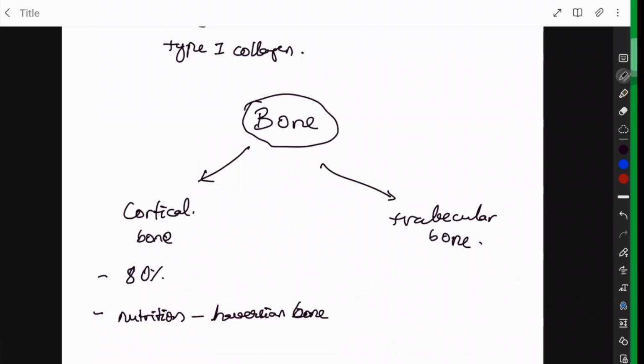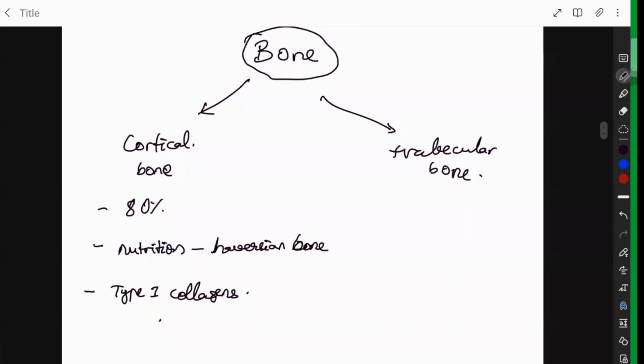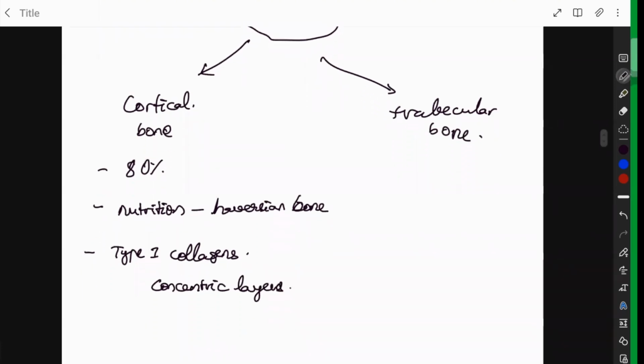Through that, the cortex gets nutrient supply. Here, the collagen is mainly type 1 collagen. The type 1 collagens are going to be arranged in concentric layers around these Haversian canals, and that is going to form your osteon. Now coming to the trabecular bone, which is called cancellous bone.